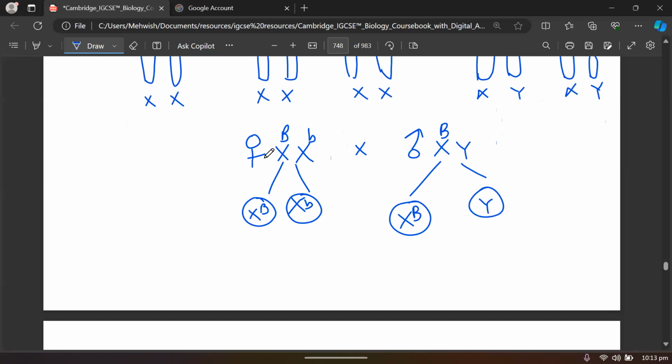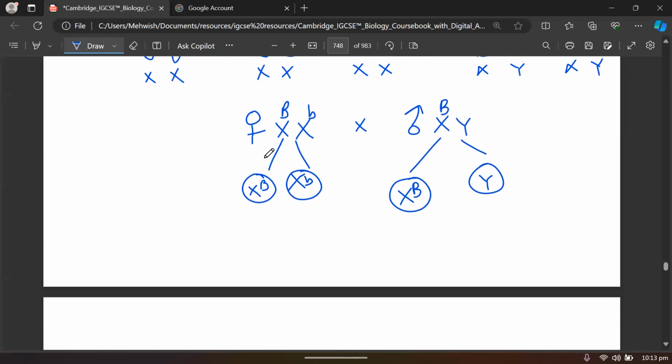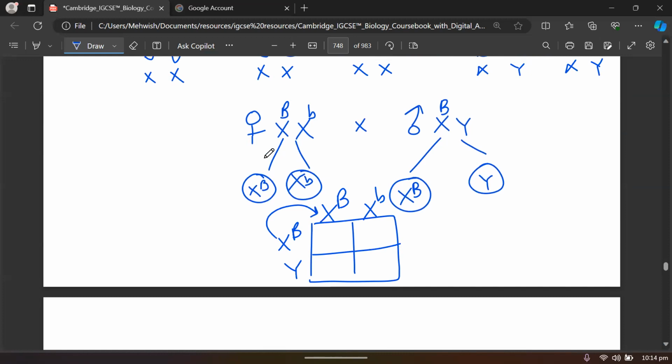So there are chances for the eggs to get fertilized with the sperms, and we can make a Punnett square for that. Capital X capital B, capital X small b, and here capital X capital B, and Y. When this gamete fertilizes with this, it will produce a capital B, a capital B. There are chances for them to fertilize randomly.